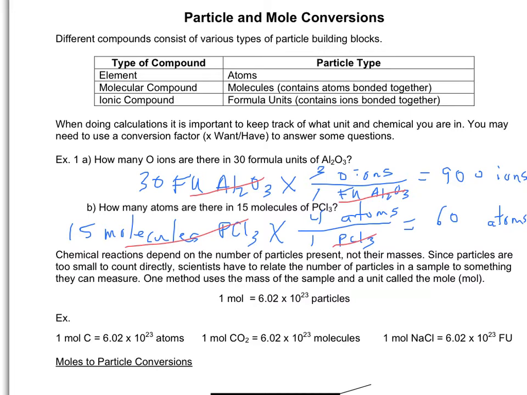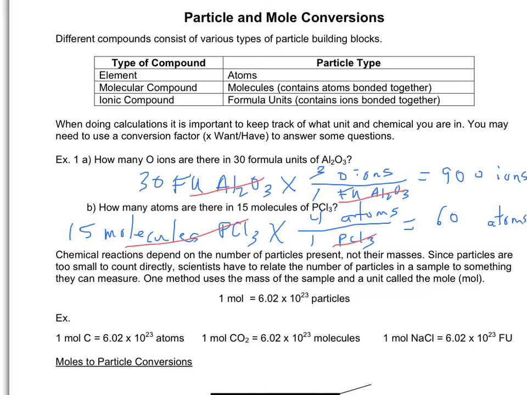1 mole is defined as 6.02 times 10 to the 23rd particles. This is known as Avogadro's number. Depending on the type of compound you're dealing with, the terminology changes. If you have 1 mole of carbon, which is an element, you'll have 6.02 times 10 to the 23 atoms of carbon in that sample.